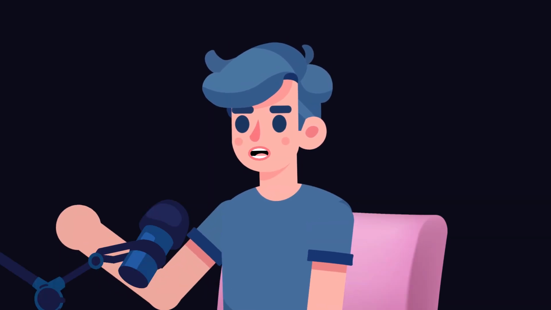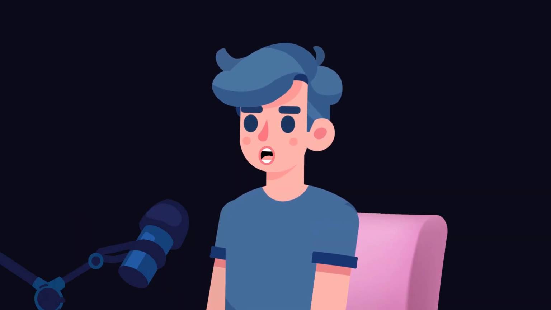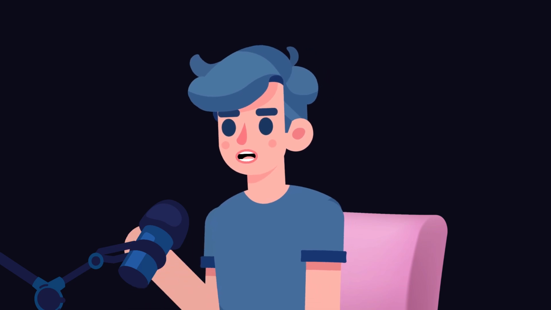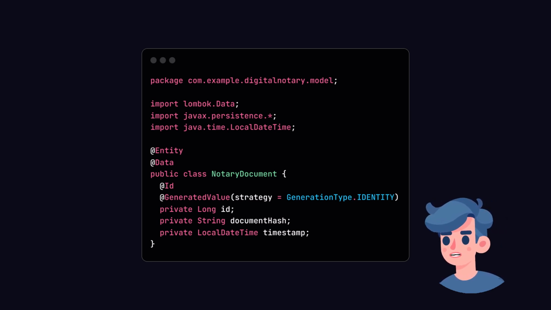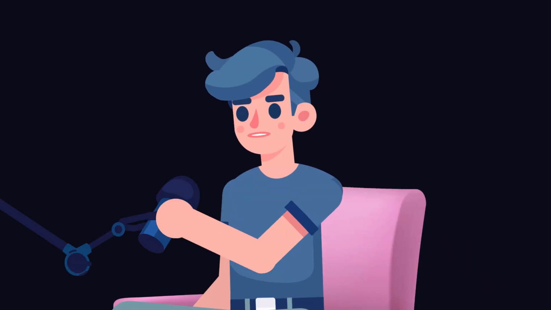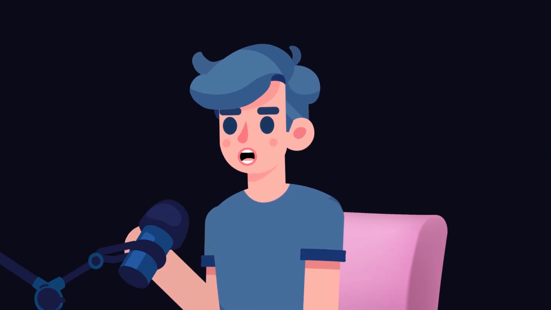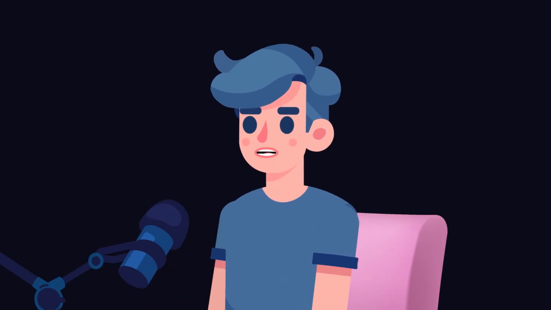We will need a controller for handling web requests, a service layer for business logic, and a repository layer for database interactions. Let's start by creating a notary document entity that will represent the document we want to notarize. Create a new Java class in your model package. Here, we use JPA annotations to indicate that this class is a JPA entity. The @Data annotation from Lombok automatically generates getters and setters for us.